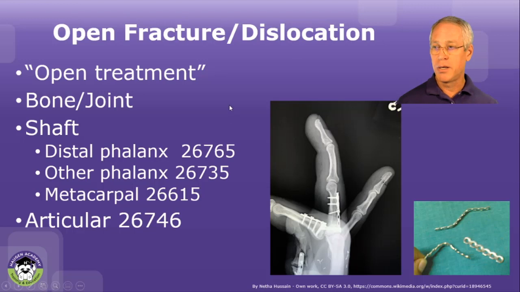So you'll see an open treatment of a distal phalanx fracture, a middle or proximal phalanx fracture, or a metacarpal fracture are all different from one another. However, an articular fracture from the metacarpophalangeal down is 26746.